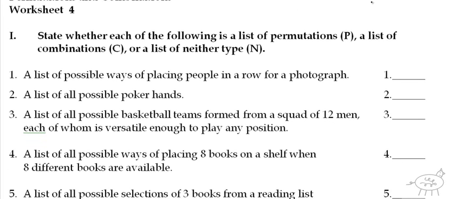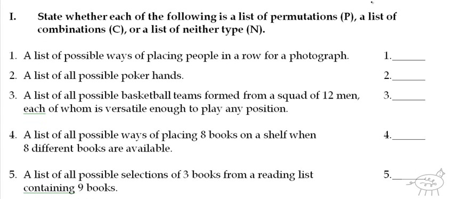All right, first part, it says state whether each of the following is a list of permutations, a list of combinations, or a list of neither type. Okay, so remember, you got to think with combinations, there is no order involved. All right, with permutations, you got some sort of order. There's some sort of arrangement. Think of the keywords that I showed you guys back in the day.